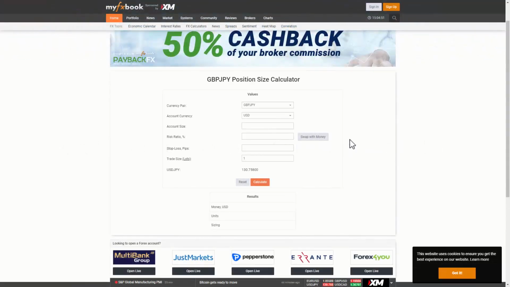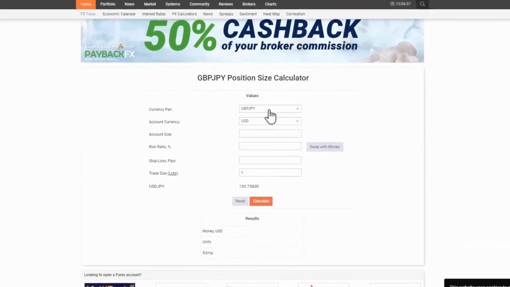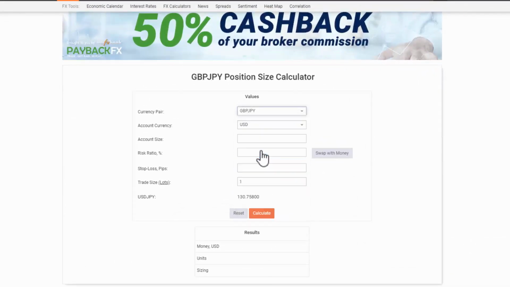Here we are on the website, and it's literally the easiest way that I know of to calculate your position. So you start off by selecting the relevant currency pair, then specify your main account currency and the account size. So let's say we have one account and $1,000 in that account, and we want to risk $10, which is the risk ratio of 1% of our account. Then specify the stop loss level, or how many pips away your stop loss level will be.